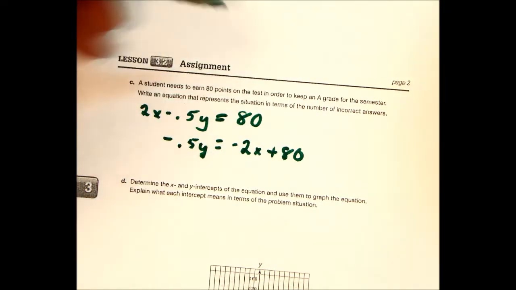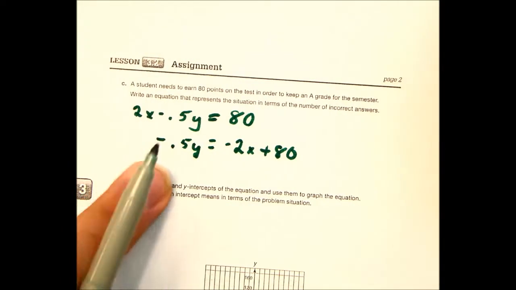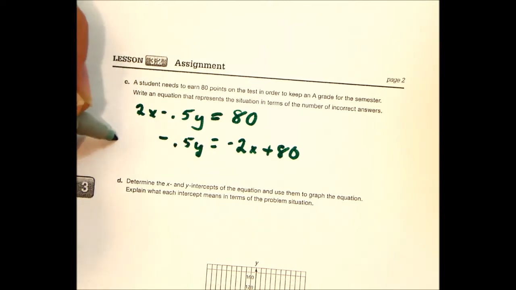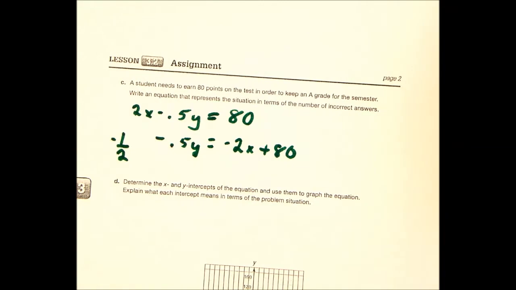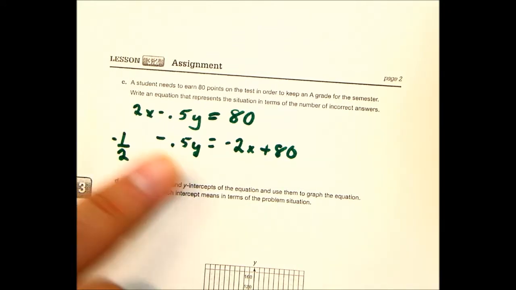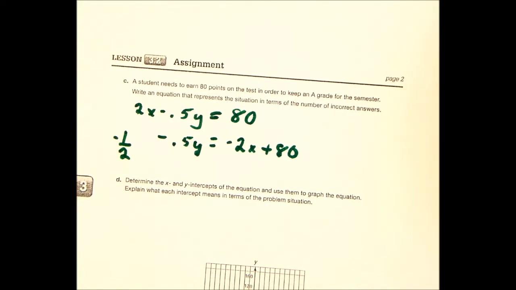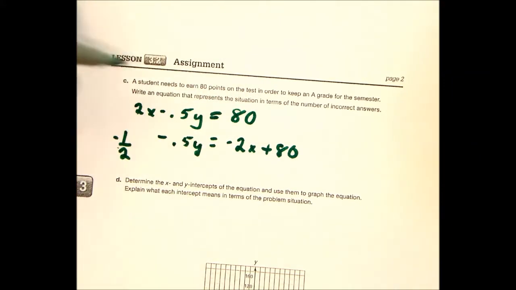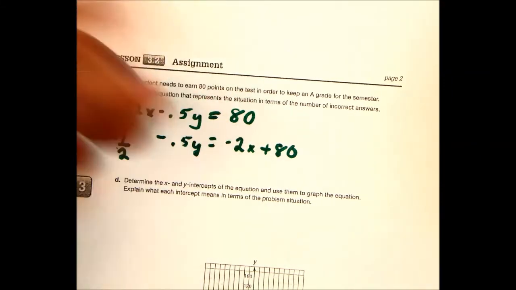Now I have to divide this whole problem by what number? Negative 0.5. Now if you wrote this as negative 1/2, you'd have to get rid of that fraction. And of course, to get rid of that fraction, we would multiply the whole problem by, correct, negative 2, the denominator. So it's similar. You have a calculator, you should be able to figure this out one way or the other.